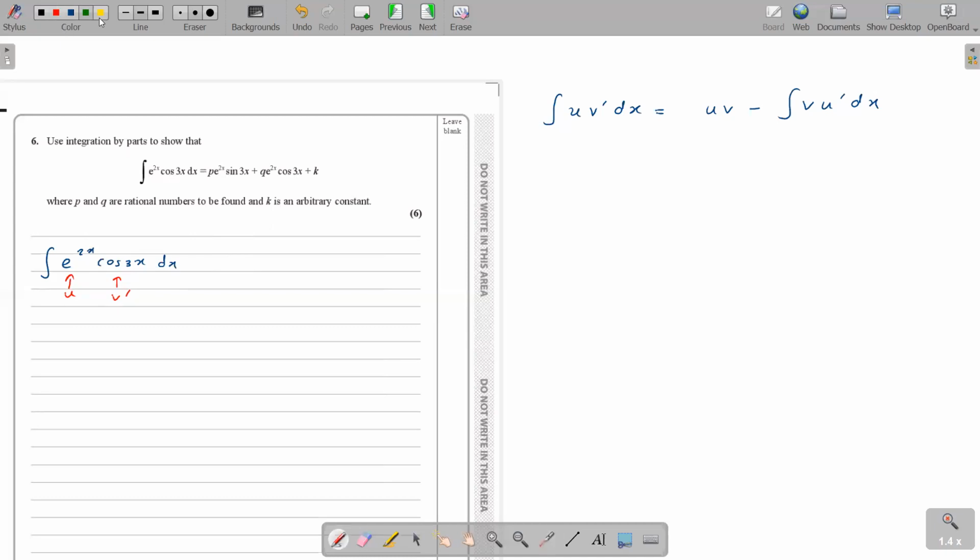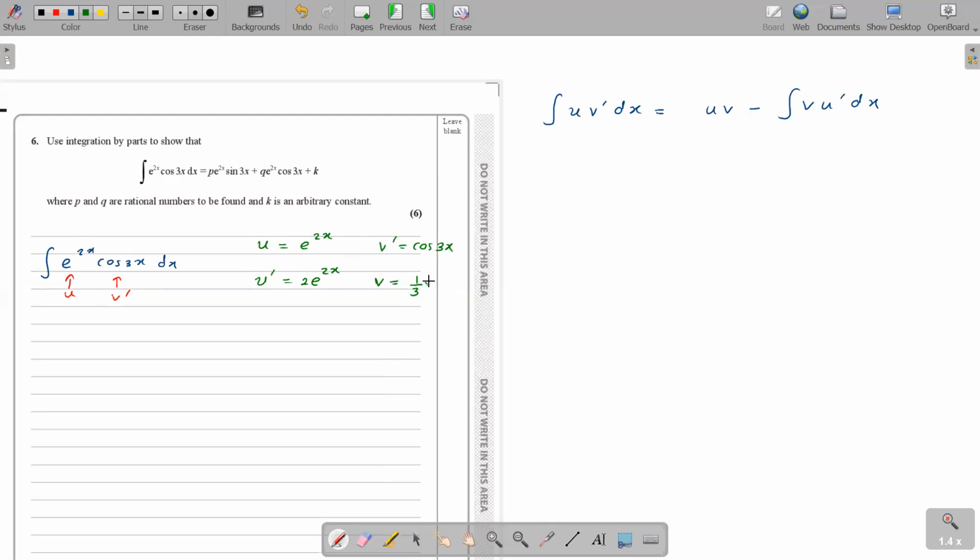Okay, so then shall we write u, v dash, u dash, v. So u is e to the power 2x. What is u dash? 2 e to the power 2x. v dash is cos 3x, which means v is the integration. Can I know what happens when you integrate cos?